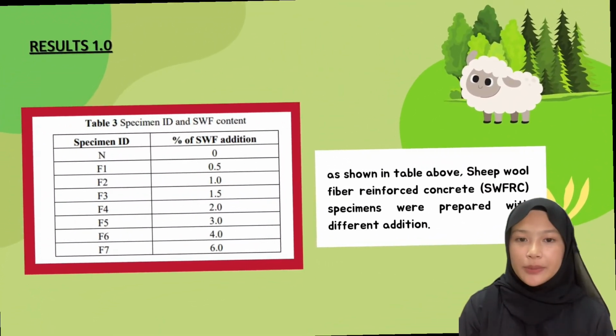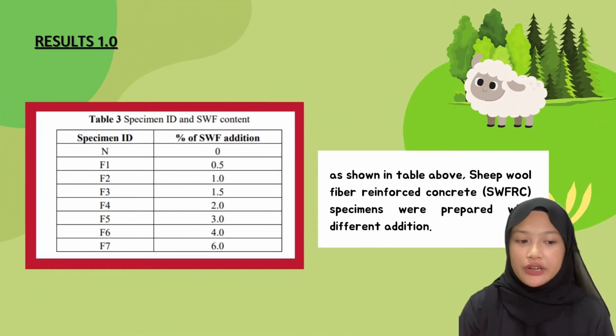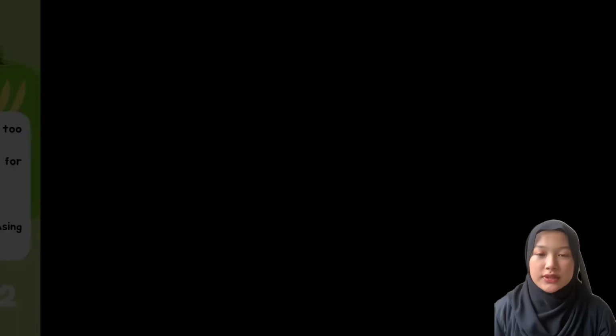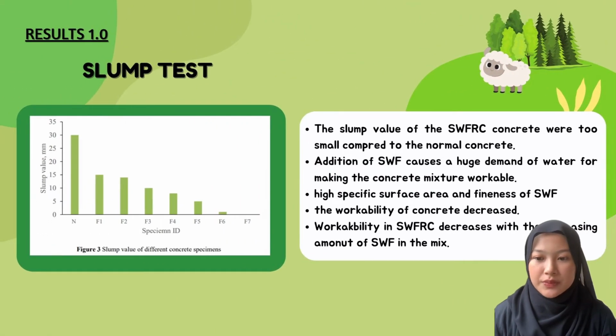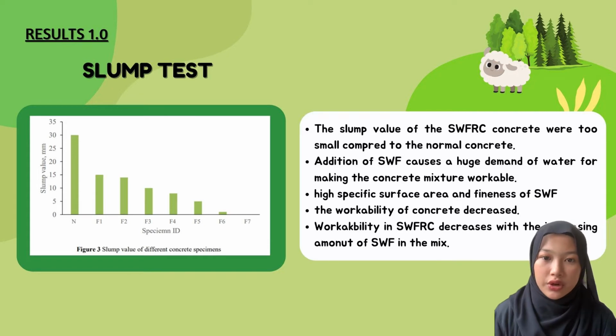As shown in the table above, sheep wool fiber reinforced concrete specimens were prepared with different additions for the concrete test. The slump test. The slump values observed after testing all the specimens are represented in figure 3. The slump value of the sheep wool fiber reinforced concrete was too small compared to the normal concrete. Addition of sheep wool fiber caused a high demand of water for making the concrete mixture workable.